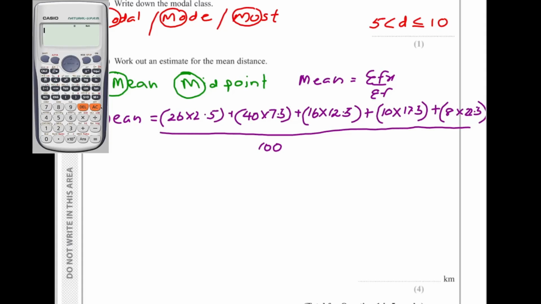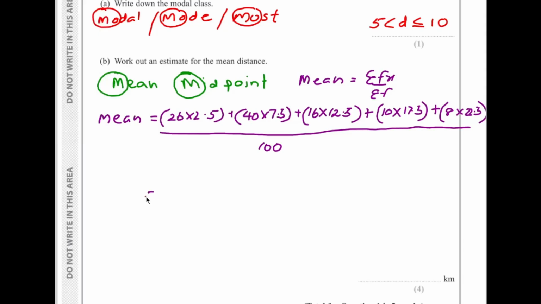I'm getting here 26 into 2.5 plus 40 into 7.5 plus 16 into 12.5 plus 10 into 17.5 plus 8 into 22.5 equals, it gives me 920.